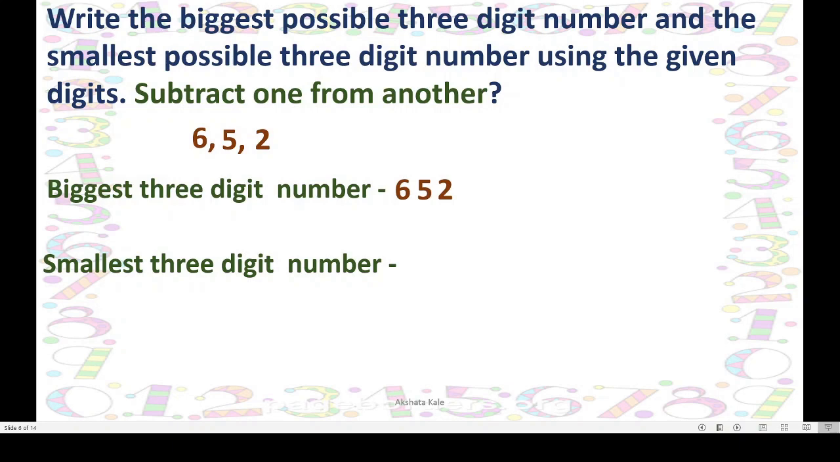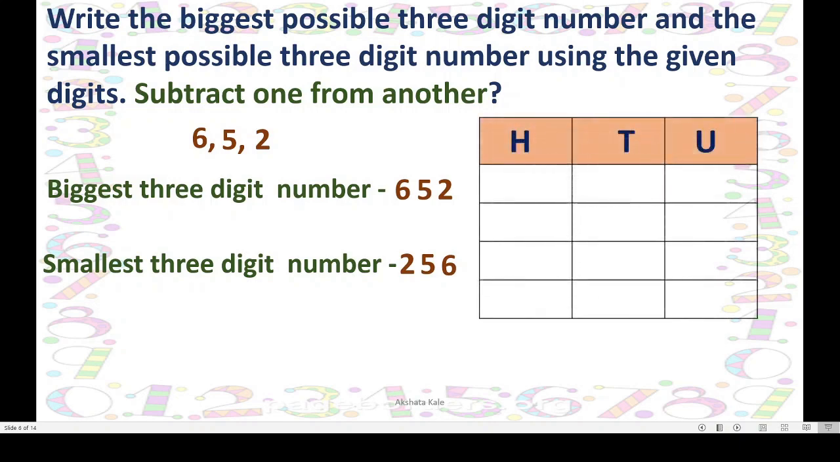Here we are going to use the increasing order. So we will write first the smallest number, that is 2, then 5, then the biggest number, that is 6. Okay. Now we got both numbers, that is biggest and smallest. Isn't it? Now we will make a table. Now here we will write 652 up and 256 down. Now we will carry out subtraction from unit place.